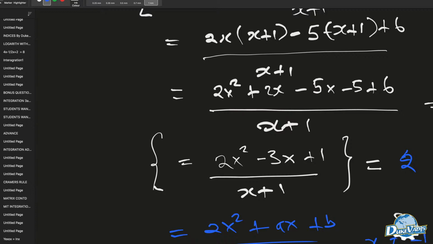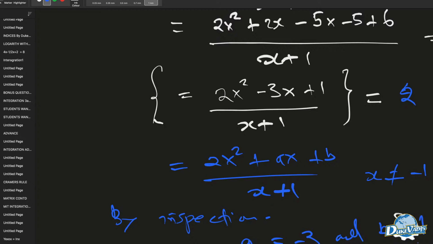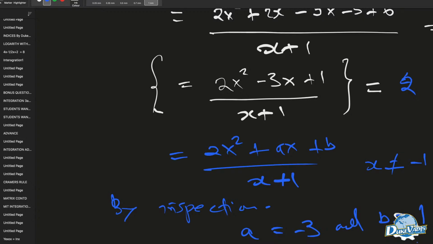Beautiful. If that is the case, then by inspection, 2x squared is here, 2x squared is here, and ax is the minus term. So a is equal to negative 3 and b is equal to 1. That's it. That is all it is. So nice.